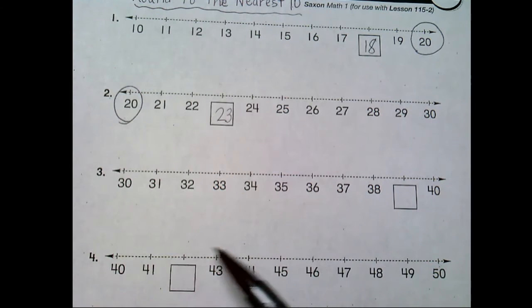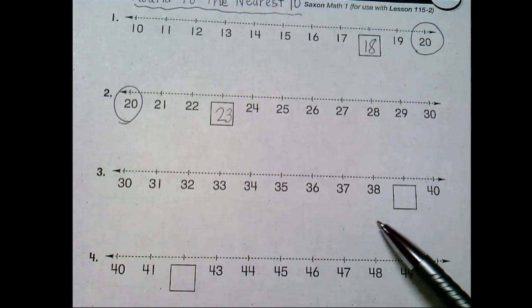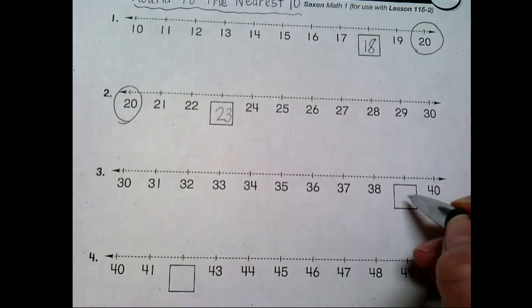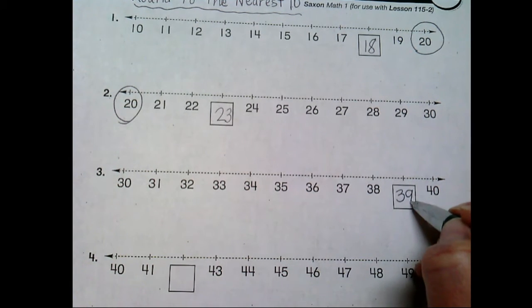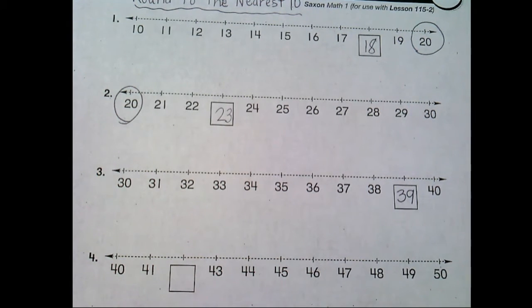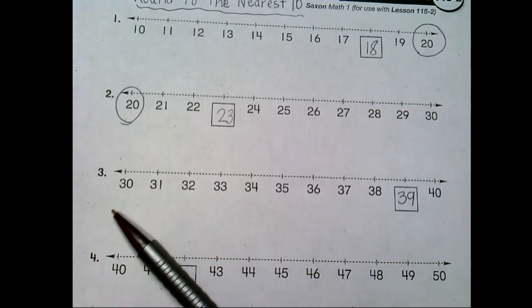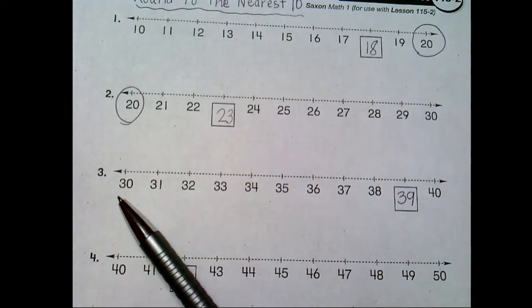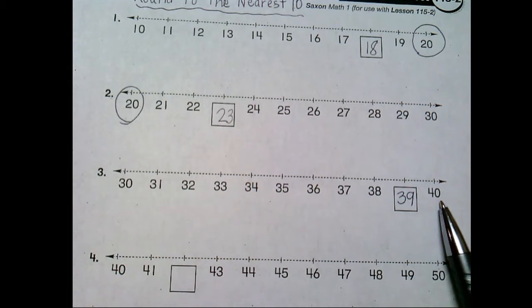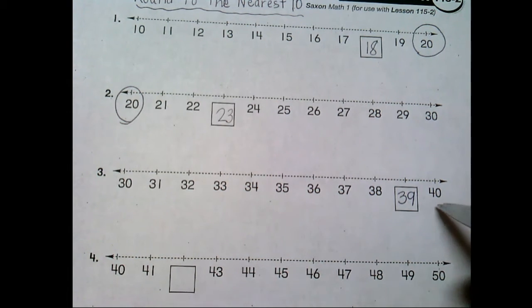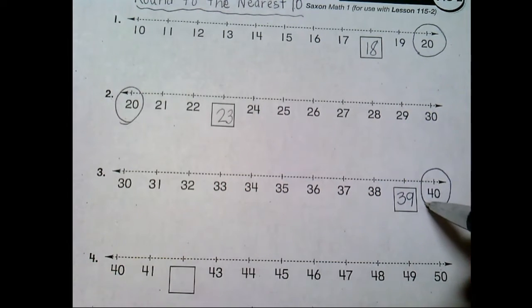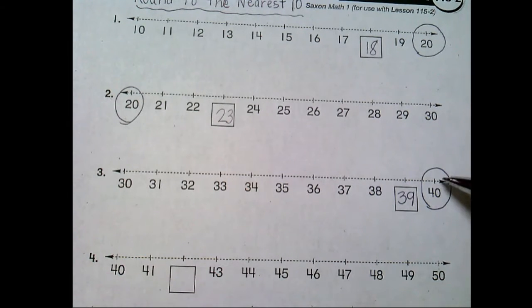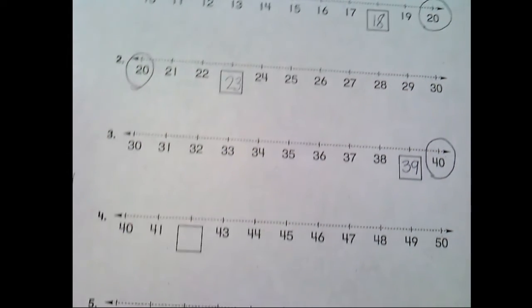All right, let's try number 3. You had filled in your box to be 39. What two tens is 39 between? 39 is between 30 and 40. All right, boy, this one is really easy to see which one it's closest to. 39, if we round it to the nearest 10, we would round it to 40, definitely. That was easy to see. It's right next door. Let's try number 4 together.